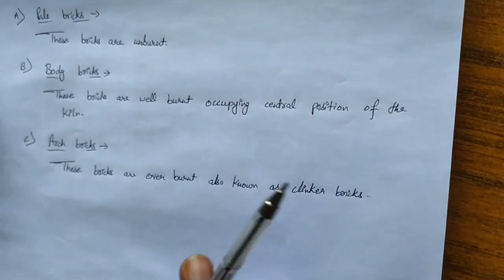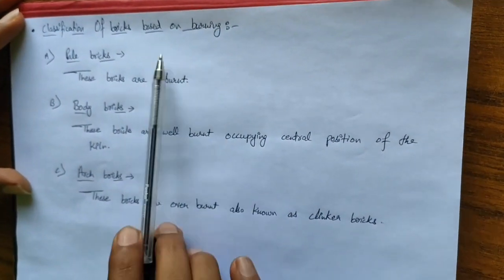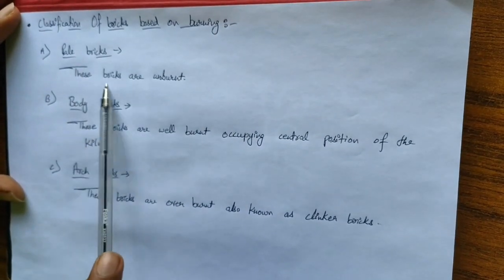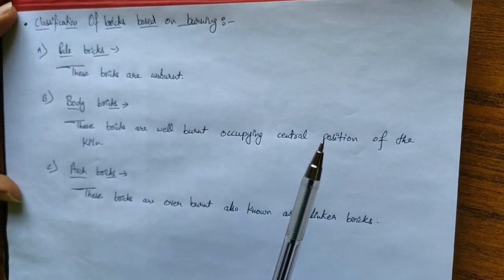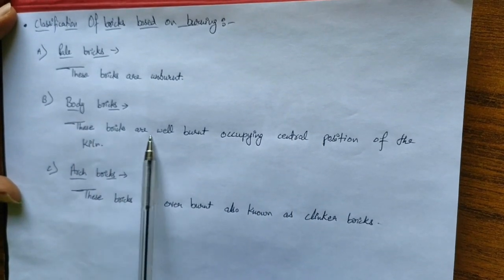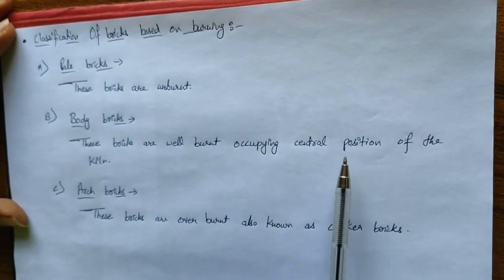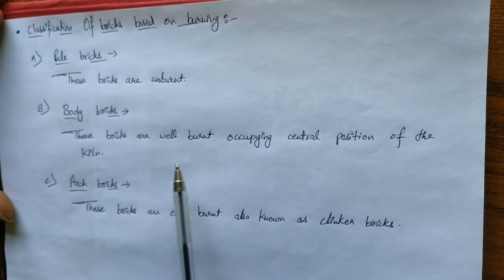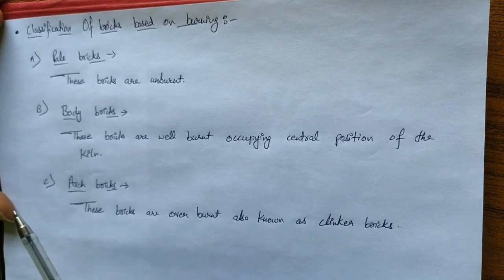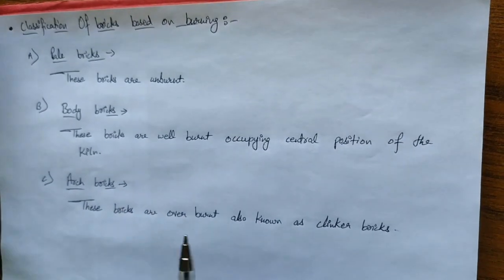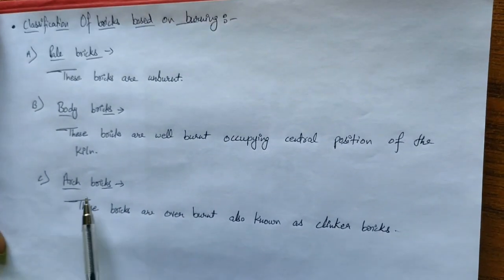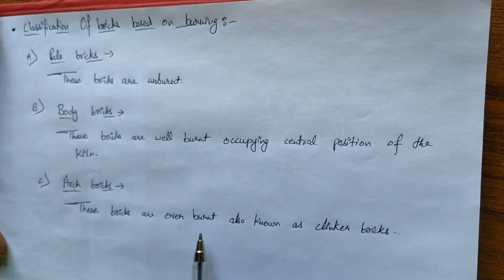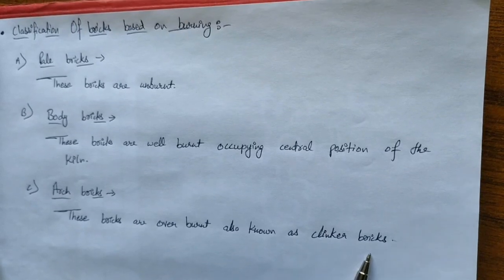Now this is our last classification, which is based on burning. There are pale bricks. These bricks are unburnt, not properly burnt. Body bricks. These bricks are well burnt, occupying the central position of the kiln. So these kinds of bricks are mostly found in the central position of the kiln. A kiln is like a furnace where we burn the bricks. And the next bricks are arch bricks. These bricks are overburnt, also known as clinker bricks.